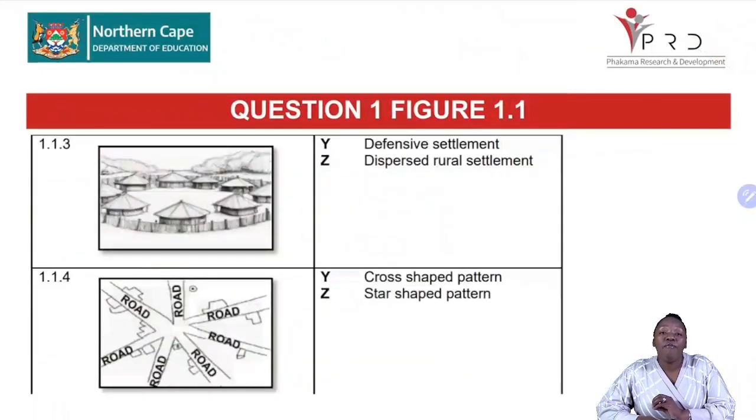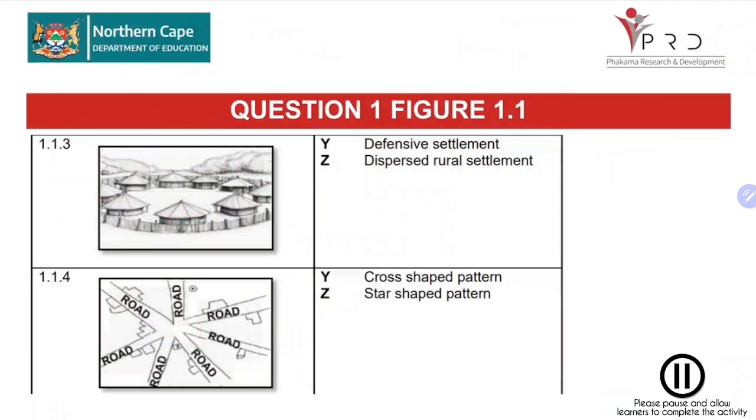Then we're moving to our third and fourth question. Again, you look at the picture and then you identify, does that picture display Y, which is a defense settlement, or Z, which is a dispersed rural settlement. Then your question 1.1.4, as you can see there, it's a picture with a lot of roads as a key. So again, is it a cross-shaped pattern or a star-shaped pattern? Again, I'm going to give you another 2 minutes, and then after 2 minutes, we proceed to the next questions.